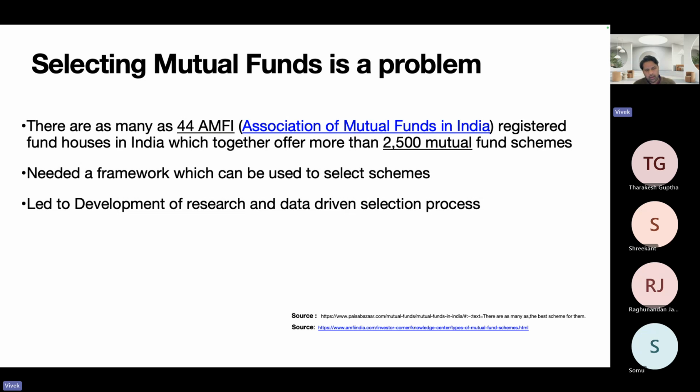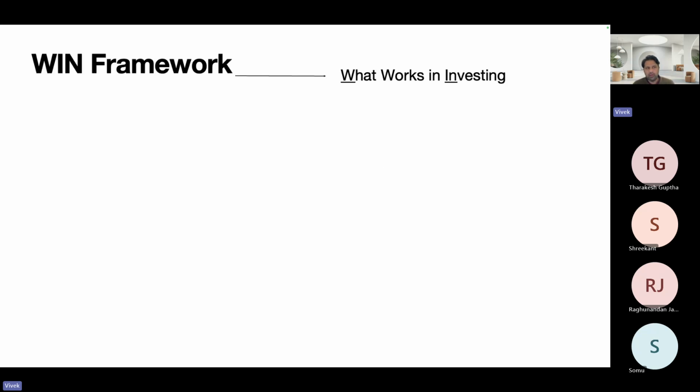So with that, I would like to introduce you to the WIN framework. Now, how did I come up with this framework? This is very similar to the framework that I actually built for investing in direct equity.